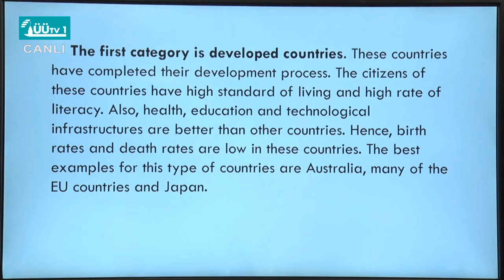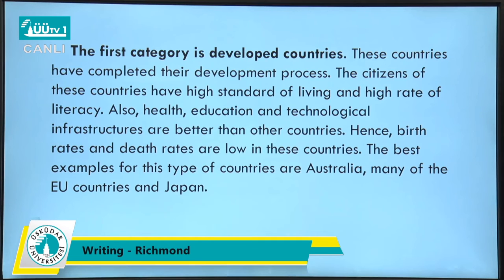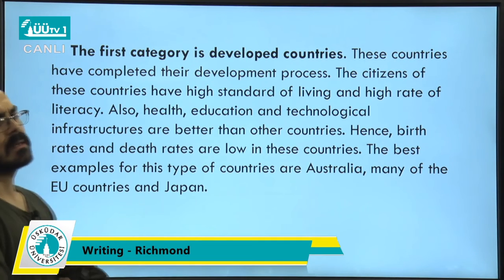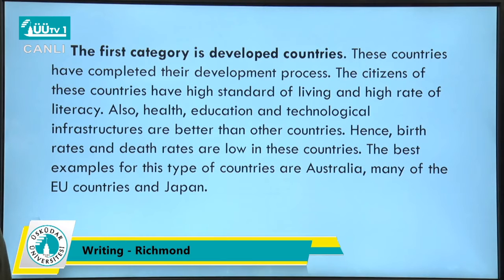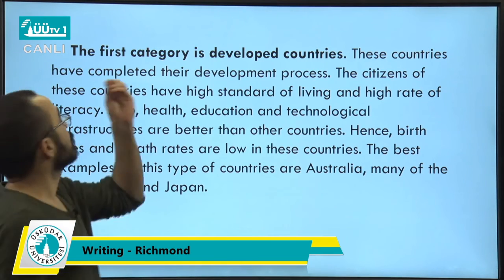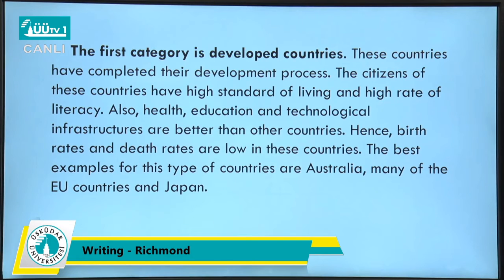The first category is developed countries. So here he or she comes up with a different pattern and first talks about developed countries. These countries have completed their development process. It defines, it explains this category, okay?